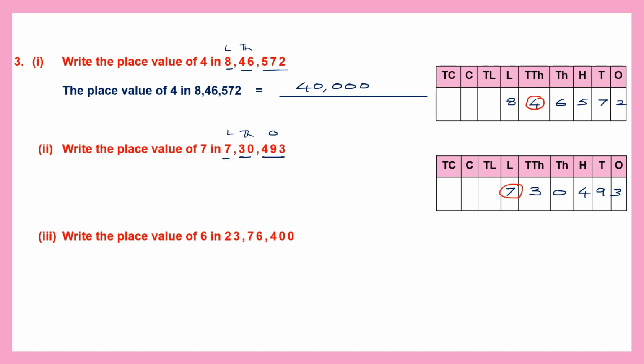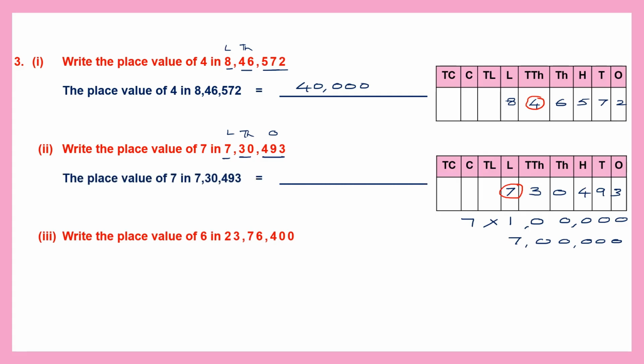So that is 7 into, so here lakh is 1 and then 1, 2, 3, 4, 5 zeros. So that is 1 lakh. So 7 into 1 is 7 and then we put all the zeros back there. So that makes it 7 lakh. So the place value of 7 in this number is 7 lakh.